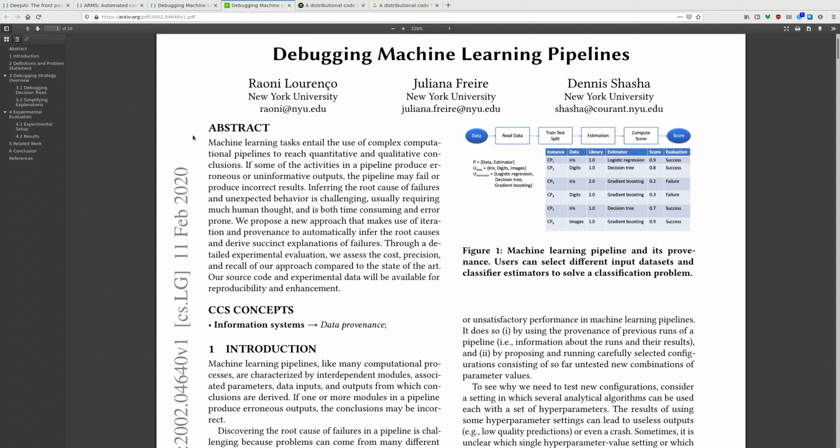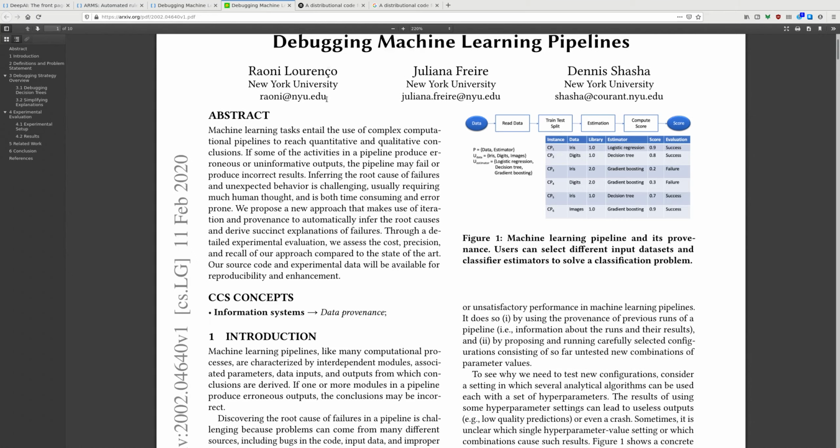Through detailed experimental evaluation, we assess the cost, precision, and recall of our approach compared to the state of the art. Our source code and experimental data will be available for reproducibility and enhancement.